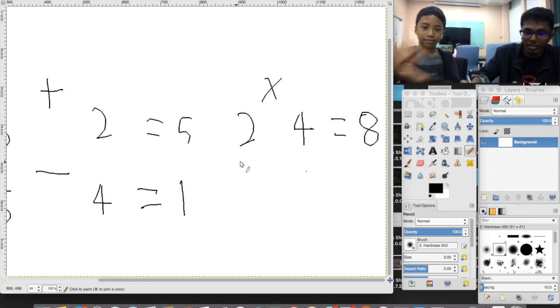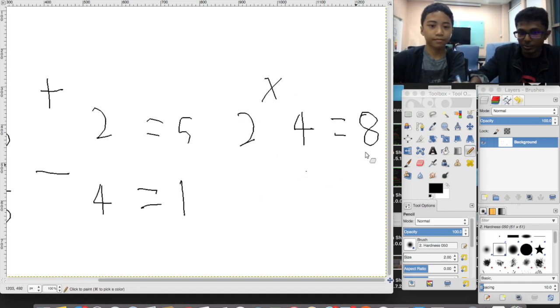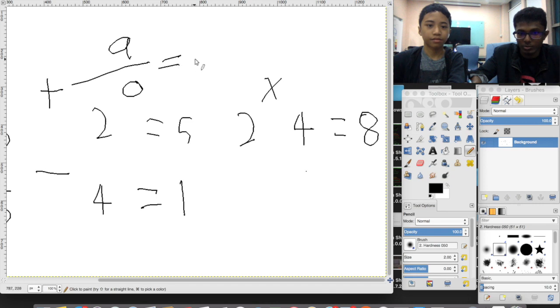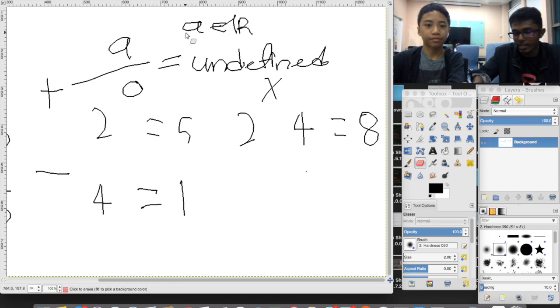All right, so obviously there is more than one way of looking at things. The way that we are going to explain today is going to cover even the most basic level of mathematics students. So when we say a number a divided by 0, our question today is why is it undefined? Why isn't it infinity or 0 or whatever? We define a as an element of all real numbers, so a can be any real number.